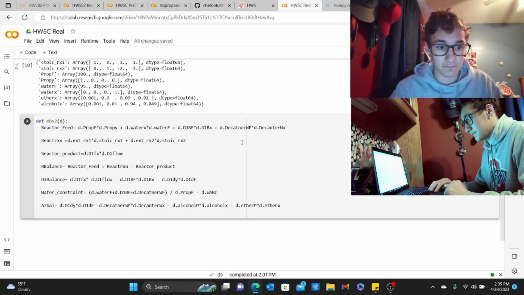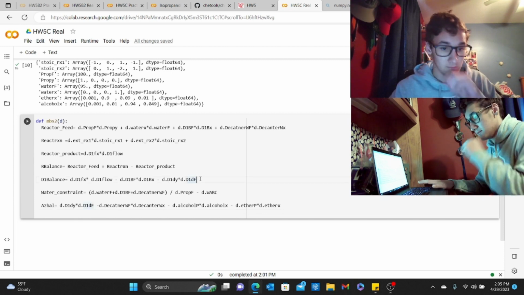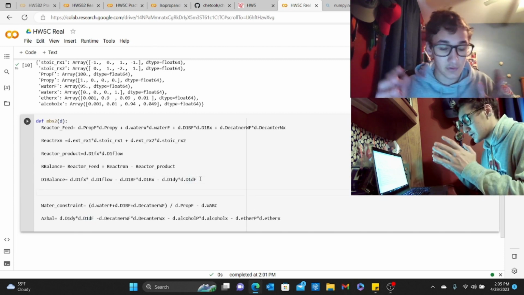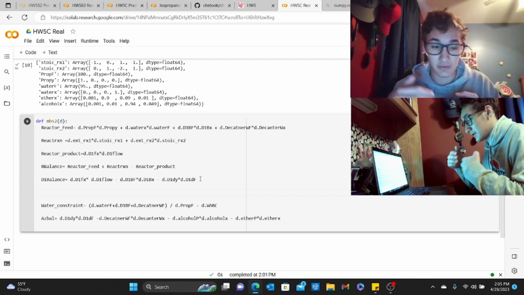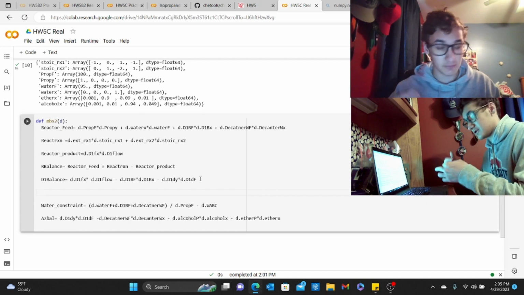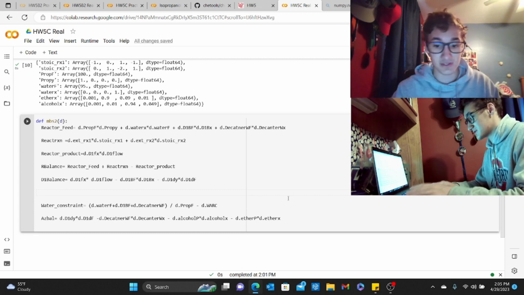So let's see, we have our feed, reactor feed, reactor reaction, reactor product, and our reactor balance, which then leads us into our D1 balance along with our water constraint and our AZ val. But we're also missing there's a ratio or a vapor liquid equilibrium that goes on within a distillation column, which is pretty advanced. However, we were given a simple equation and the ratio, which will help us solve it.